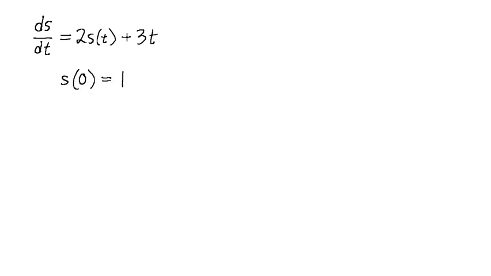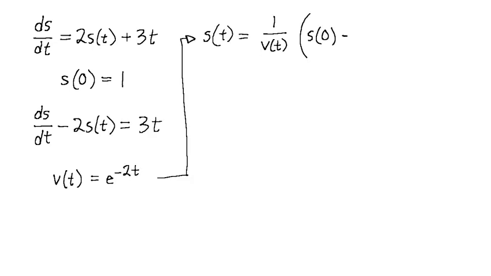Specifically, we look to find a function s of t that satisfies both the differential equation, ds/dt is equal to 2s plus 3t, and the initial condition, s of 0 is equal to 1. The initial value problem involves a linear differential equation, and so we could try to use the procedures introduced in earlier videos to solve it.